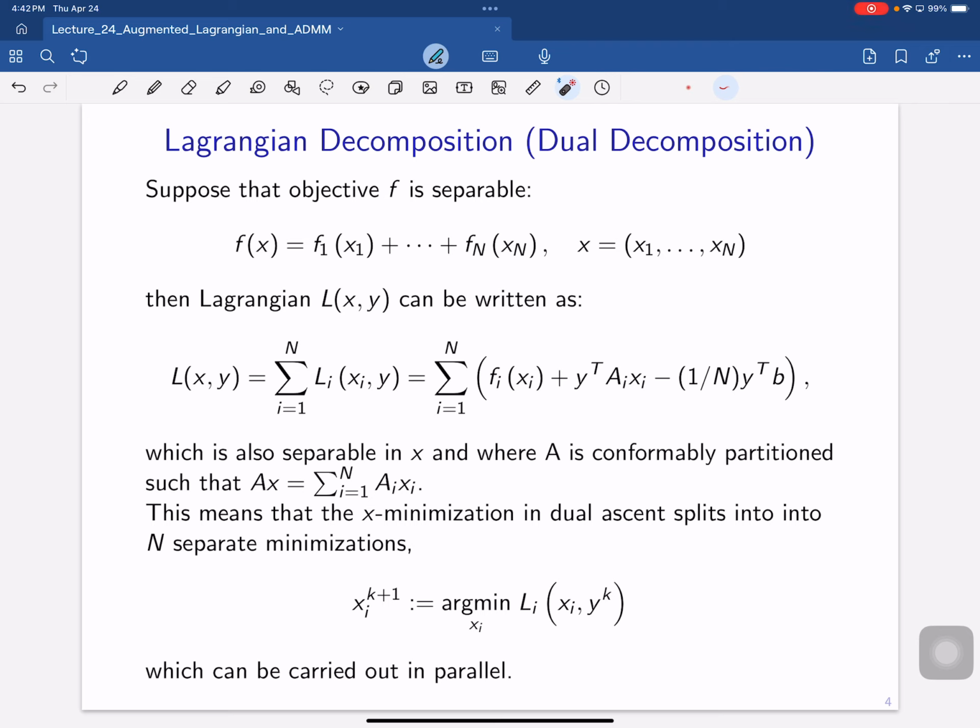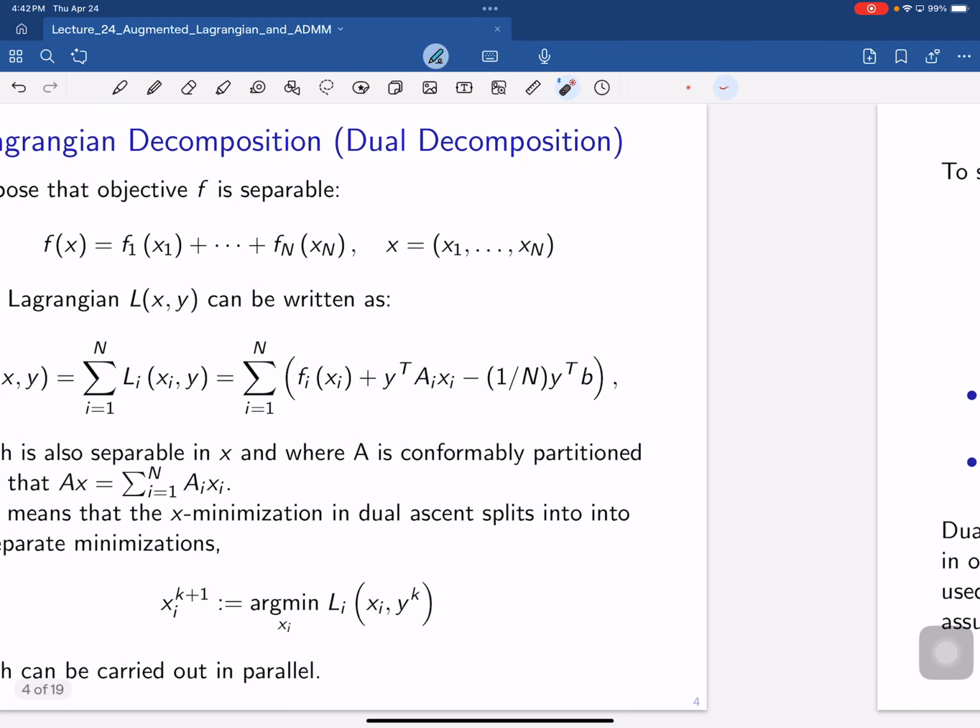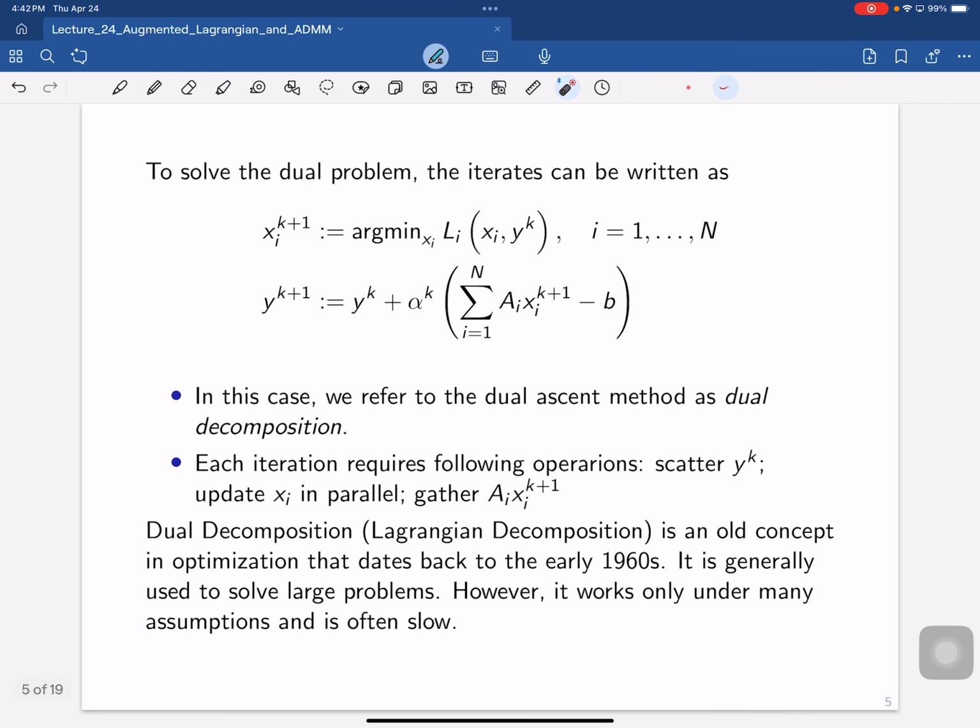So with that, you can optimize all the x_i's in parallel. After you get the optimal x, you can still perform this gradient ascent step, or dual ascent step, to update the dual variable. Okay, and then in the literature, you will find some people call this method dual decomposition instead of Lagrangian decomposition, but it's actually the same thing.